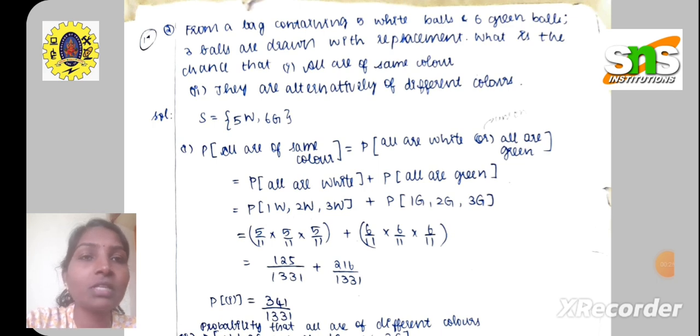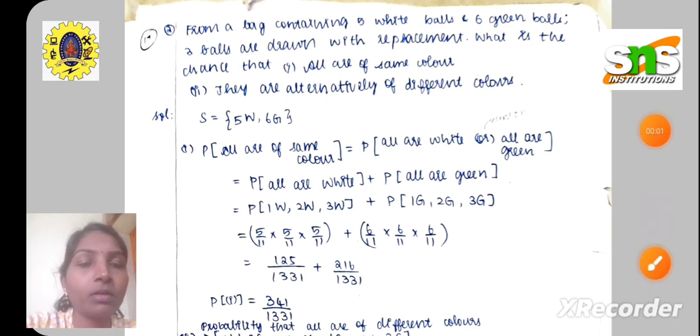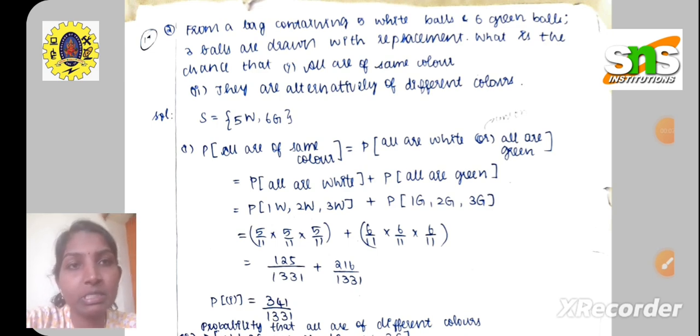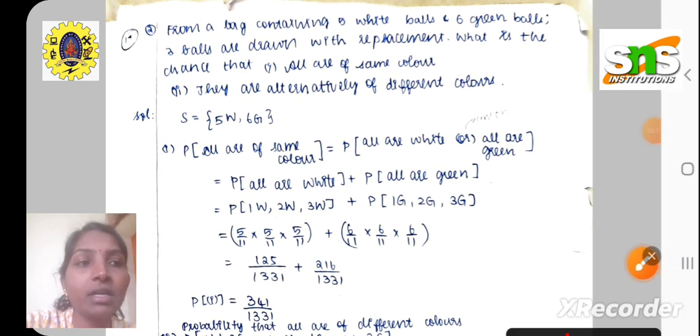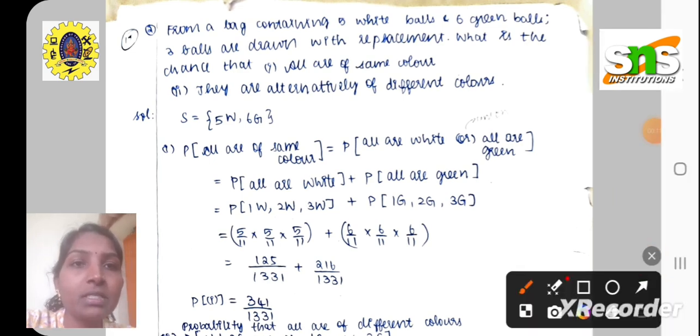The problem goes like this: from a bag containing 5 white balls and 6 green balls, 3 balls are drawn with replacement. What is the chance that all are of the same color? They are alternatively of different colors. So what will be the sample space? The sample space is 5 white balls and 6 green balls here.